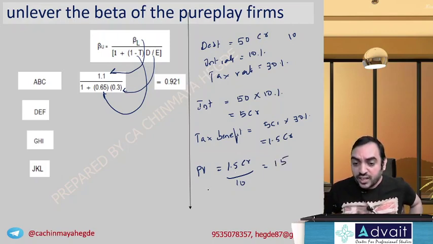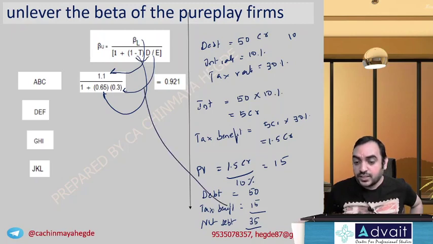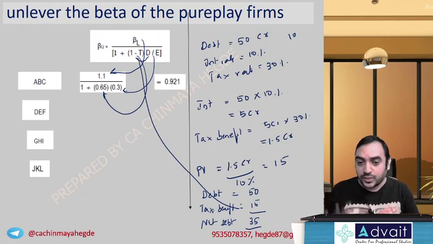Okay, now what is the value of debt? It is 50. And what is the value of this tax benefit? We get 15 crores. So what is the net debt? Which is nothing but 35, and that's what we are doing here. Debt into 1 minus t. So much big calculation we did, but you don't worry about that.